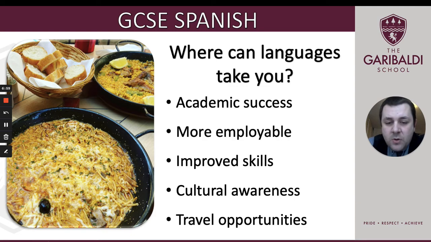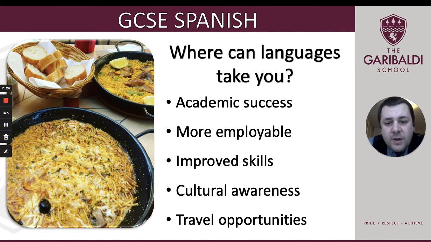Languages can develop your communication skills, your confidence, because you have to speak in front of others sometimes, your problem solving, because sometimes if you don't know a word, you have to find your way around it, your patience, your listening skills, your flexibility, and it also shows that you're hardworking. Cultural awareness, being able to speak a foreign language shows that you have empathy.